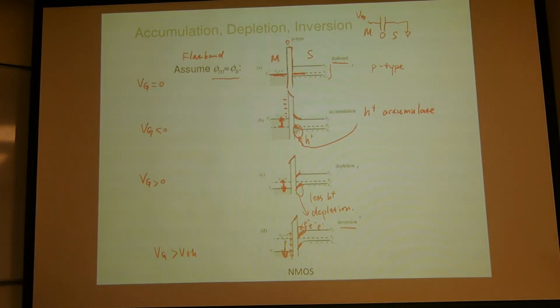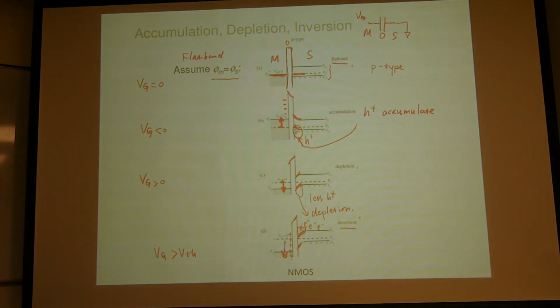And then the positive voltage below the threshold means depletion. And then the positive voltage above the threshold means inversion.